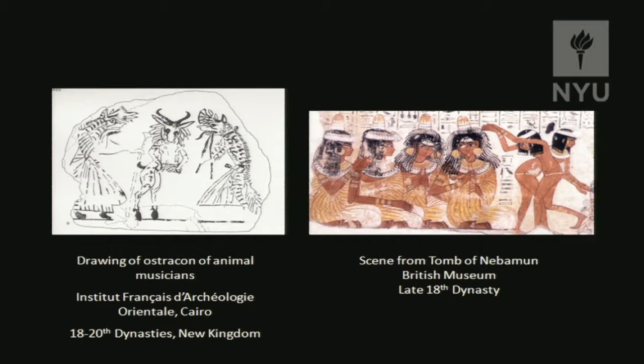Nonetheless, the similarities between this particular ostracon and the banqueting scene in Nebumun's tomb indicate a close relationship between the imagery seen in the images of anthropomorphized animals and elite mortuary art. The other problem with interpreting the images of anthropomorphized animals as being political or socioeconomic satire is that there are some instances where there is no apparent role reversal.